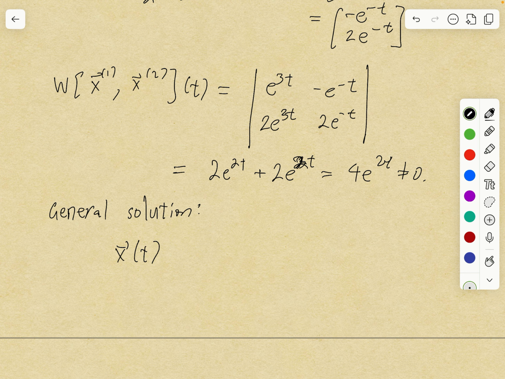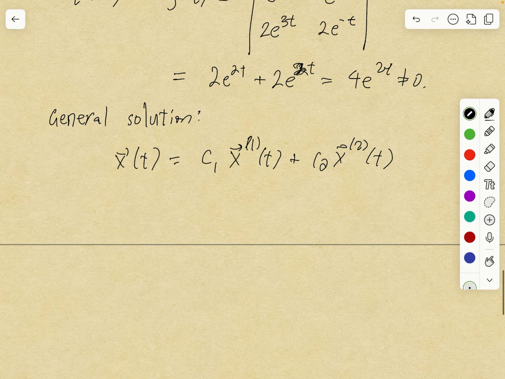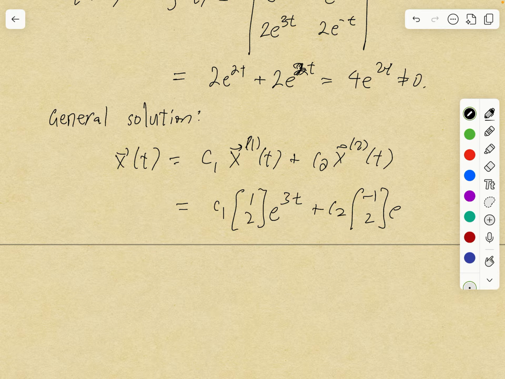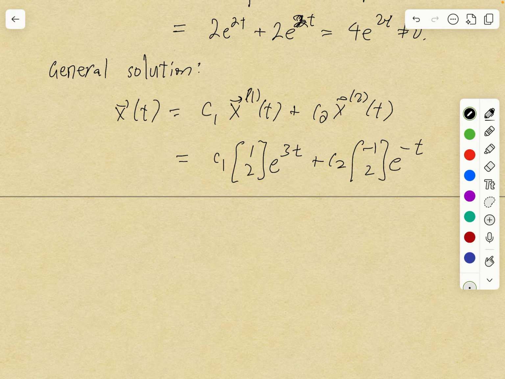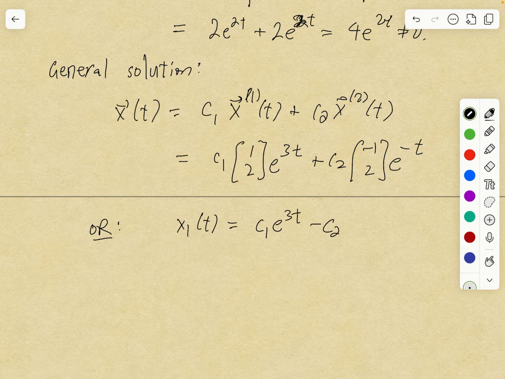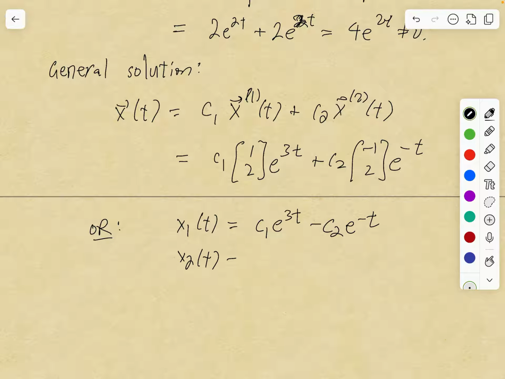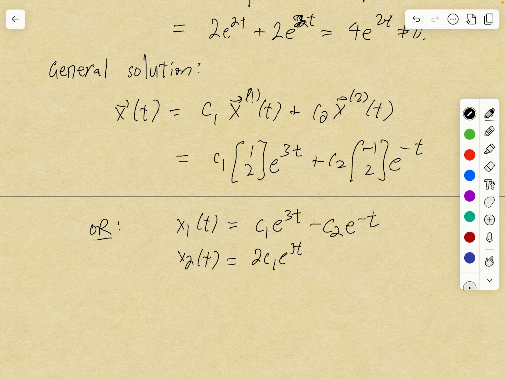The general solution is x of t equals a constant, so this is a different c1, a constant times x superscript 1 of t plus a constant times x superscript 2 of t. I can write that as c1 times (1, 2) e to the 3t plus c2 times (negative 1, 2) e to the minus t. Or I could write this out with the component functions: x1 of t is c1 e to the 3t minus c2 e to the minus t, and x2 of t equals 2c1 e to the 3t plus 2c2 e to the minus t.